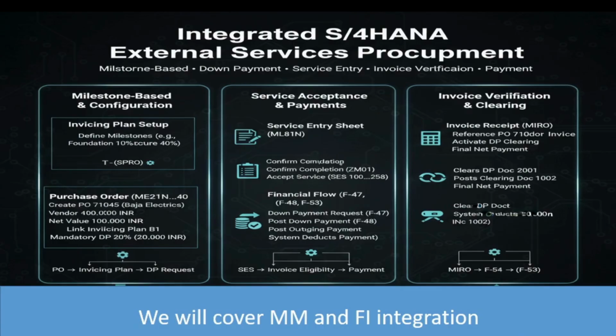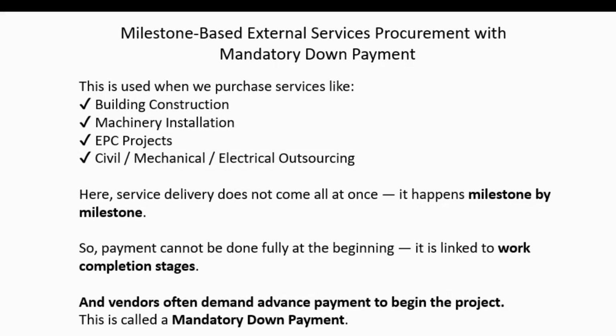The provided steps detail the configuration, master data setup, purchase order creation, and subsequent financial settlement for this scenario. Using a building construction project as the real-time example, we will understand all the configurations and setups. So basically, milestone based external services procurement with mandatory down payment is used when we purchase services like building construction, machinery installation, EPC projects, civil, mechanical, electrical outsourcing jobs. So there it is very much useful.